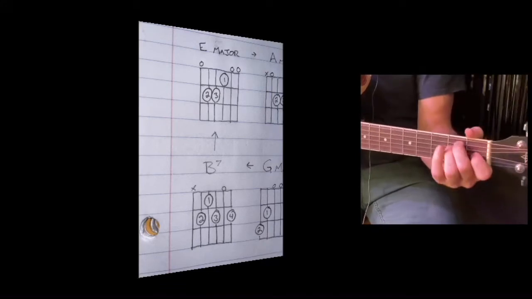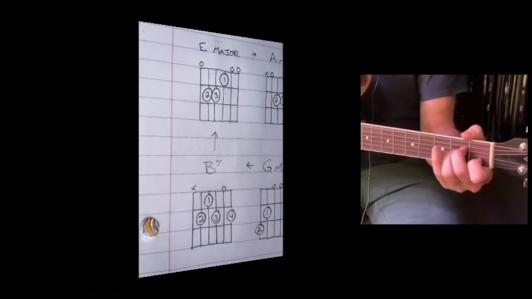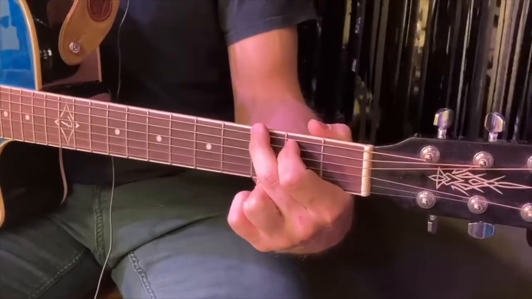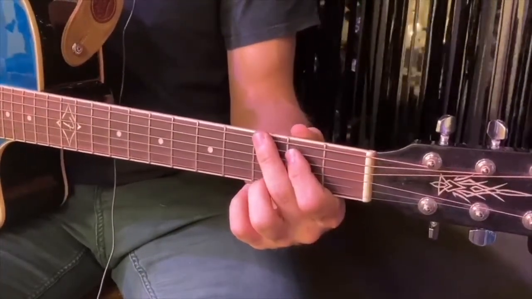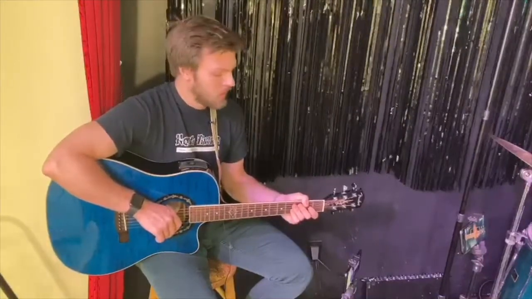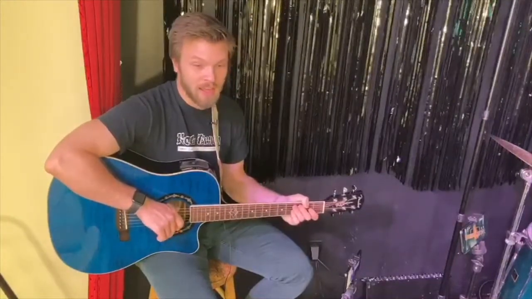But just to recap where we've been and where we are again: E major, A minor, C major, E minor, A major, D, G, B7, E. Almost all of the chords that we just went through were right there. Again, 90% of music now you'll be able to play with these chords. That's a really quick way to get out of the gate and to play some music.